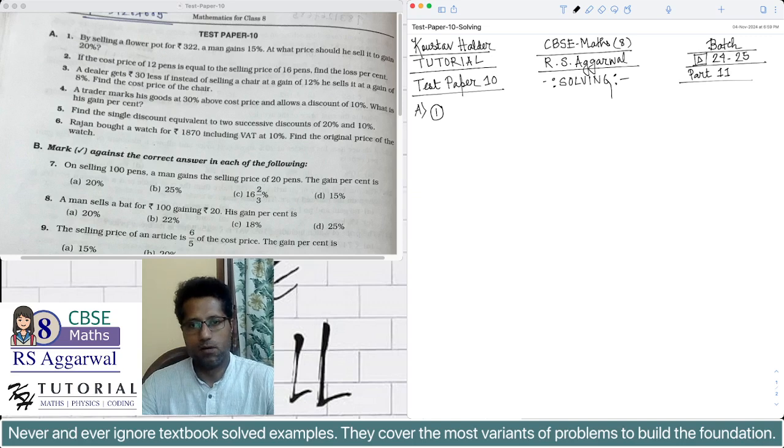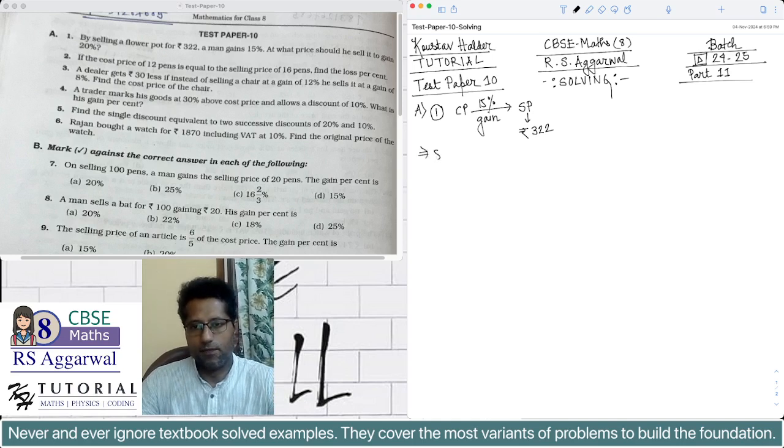So we don't know the cost price. Now, by selling a flower pot for rupees 322, a man gains 15%. If we know the gain percent and the selling price, we can always compute the cost price, because if there is a gain of 15% in selling an article, then we can obviously compute the value of the cost price. So the selling price is given to be rupees 322.